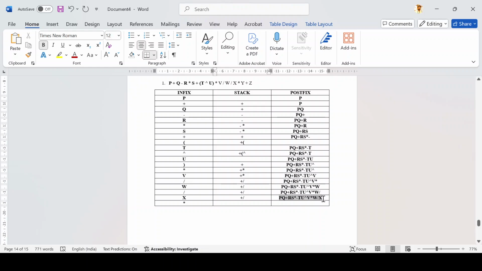So now here, pop the top of the stack. Division has been popped, and the remaining is only plus. Now the incoming operator is multiplication, which has higher precedence than the plus. If it has higher precedence, then push it into the stack. Then we have a Y. Y directly goes to the output side.